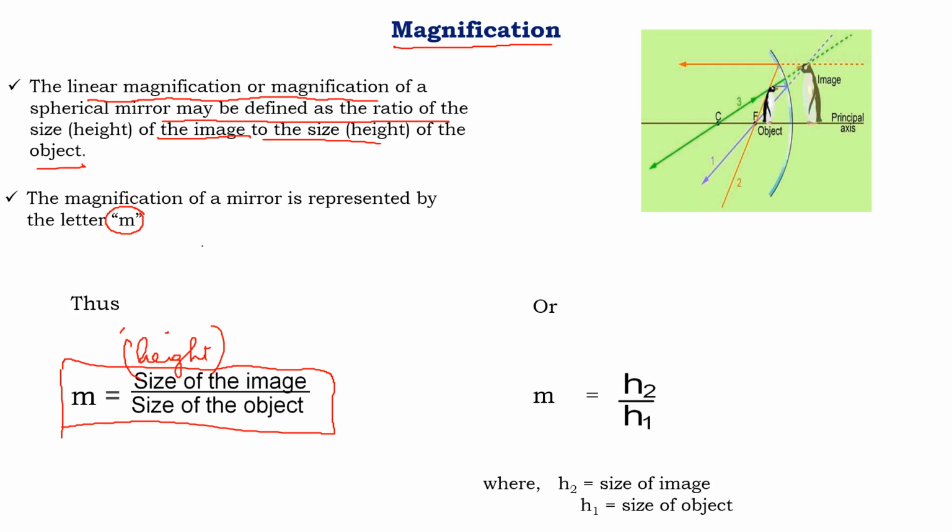Then it is written as h2 is the height of the image and h1 is the height of the object. So m is equal to height of image by height of object. Magnification.